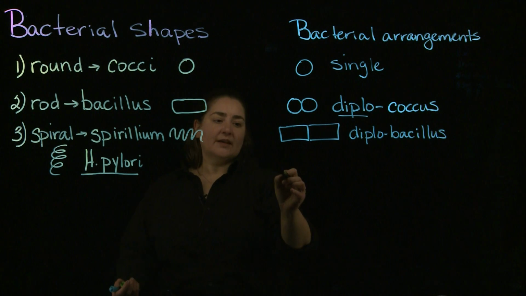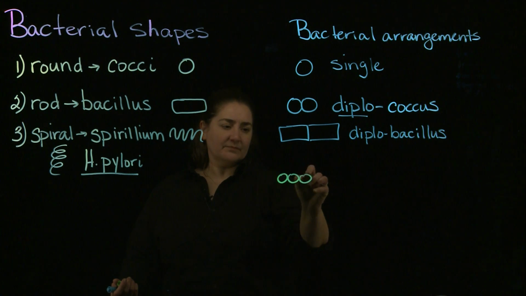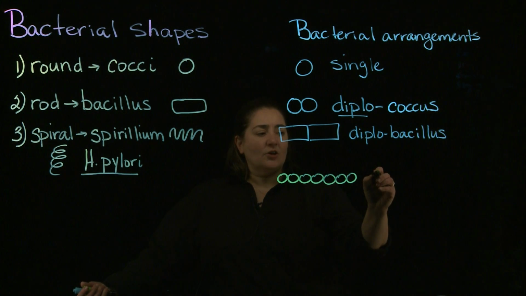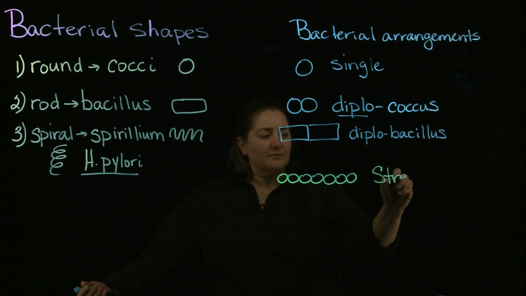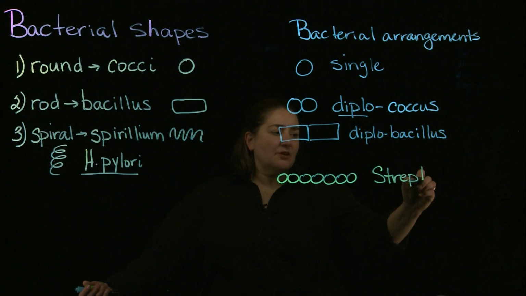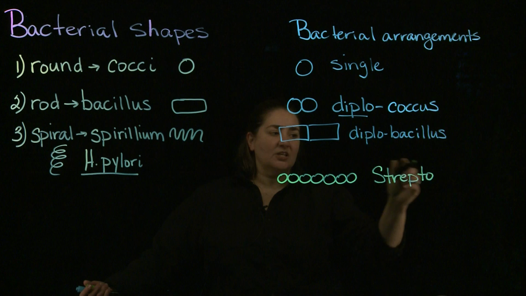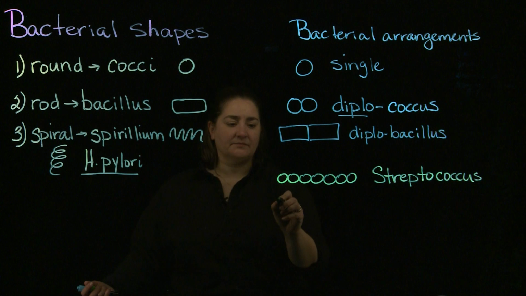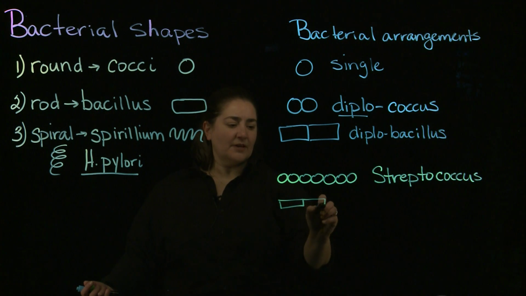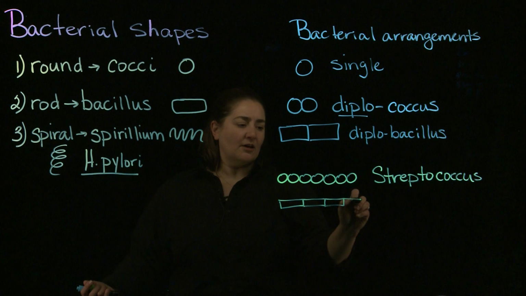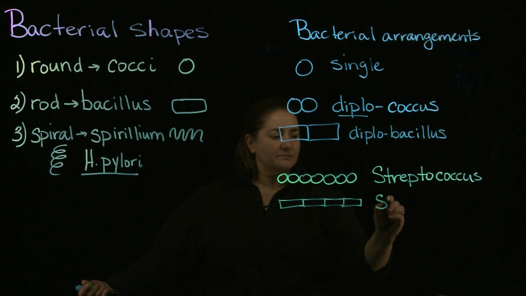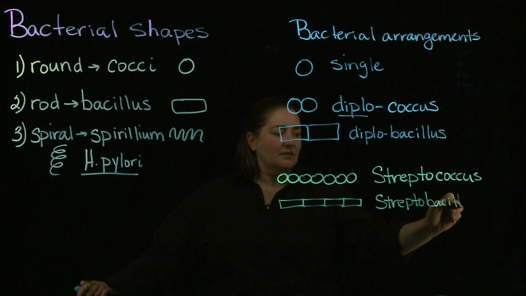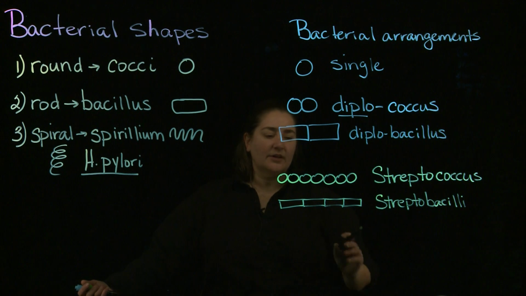And then we can go on and have long chains. If we have a long chain, that's going to be a strepto. In this case, because we've got a long chain of circles, it would be streptococcus. If we have a chain of rods together, it'd be streptobacilli.